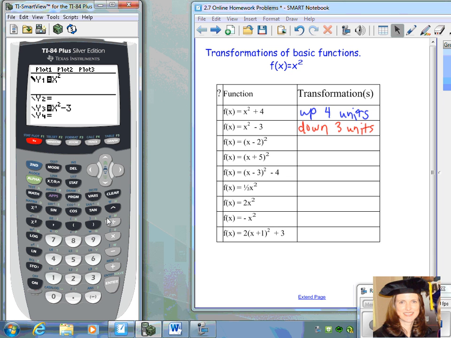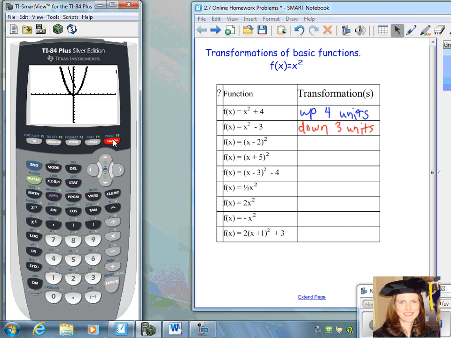Looking at the third example here, I want to clear what I have here. And looking at our basic graph of y is equal to x squared, what do you think is going to happen when we put x minus 2 in parentheses and then square it? Going to the y equals, keeping the first one x squared, I'm going to put in parentheses x minus 2 squared. What do you think is going to happen? Don't cheat here. I want you to make a guess.